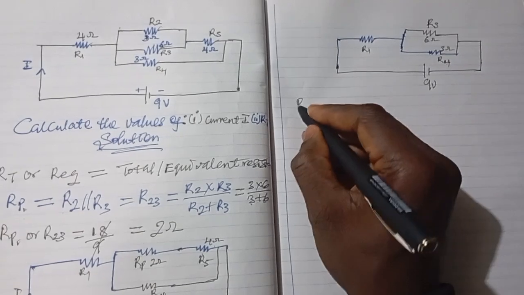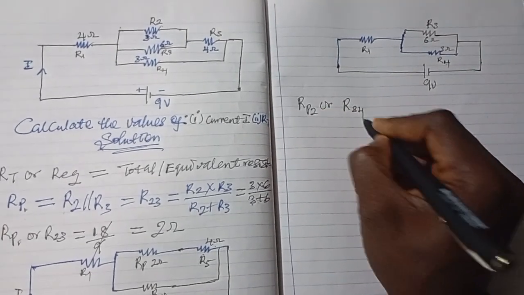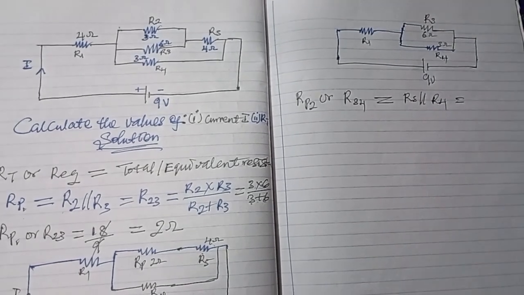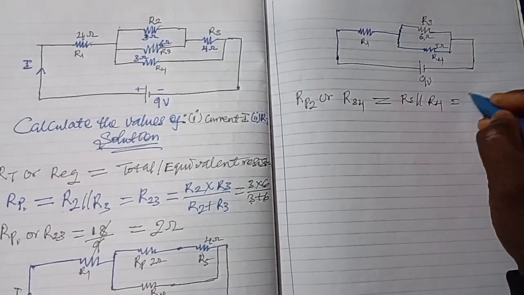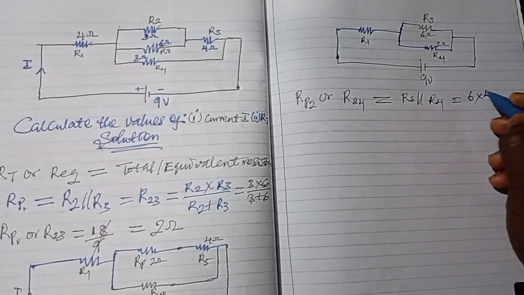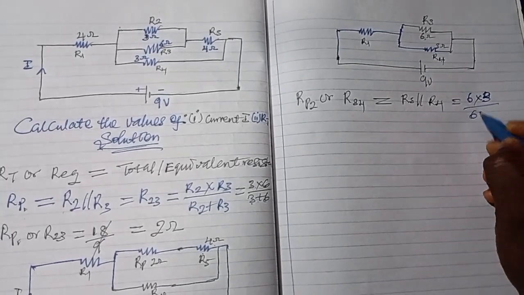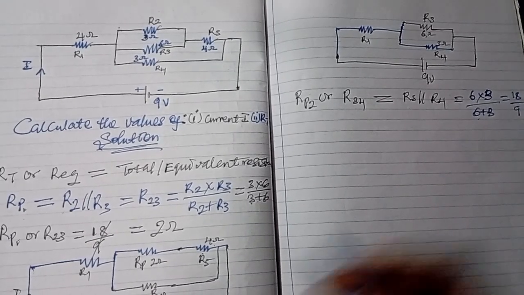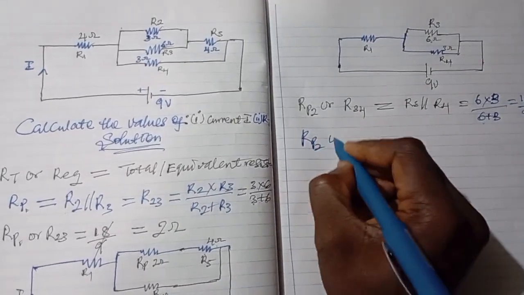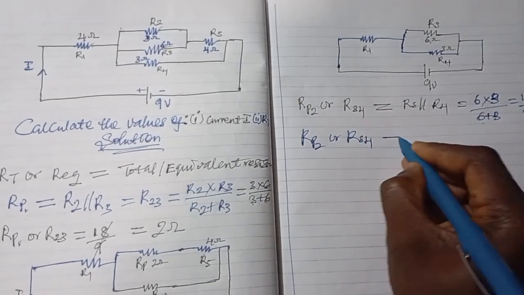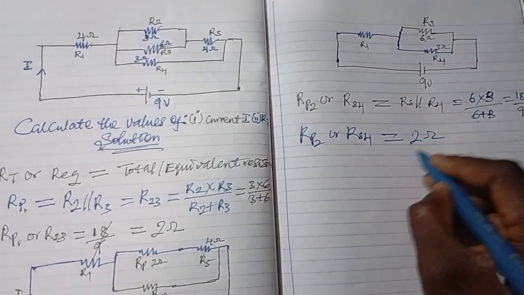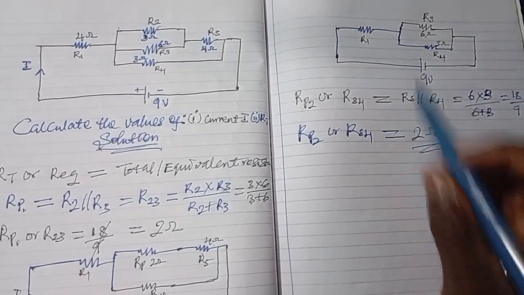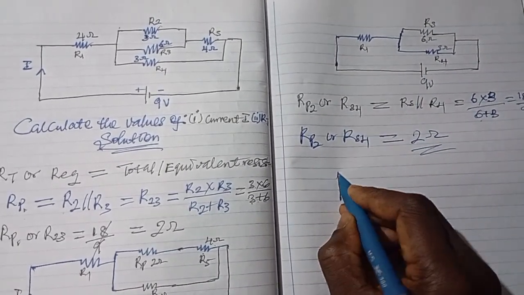So RP2, RS4 is RS parallel R4. This is equal to 6 multiplied by R4, which is 3 again, divided by 6 plus 3. So we still have 18 divided by 9. So RP2 or RS4 is still equal to 2 ohms. Now see how the circuit will be. This parallel circuit is now in series with our R1. So we can now have something like this.